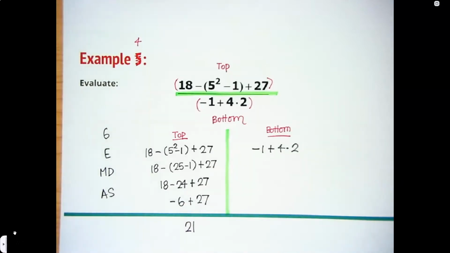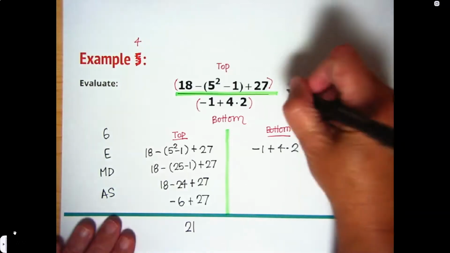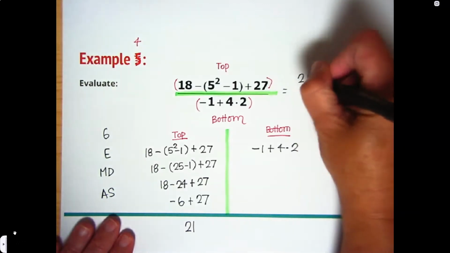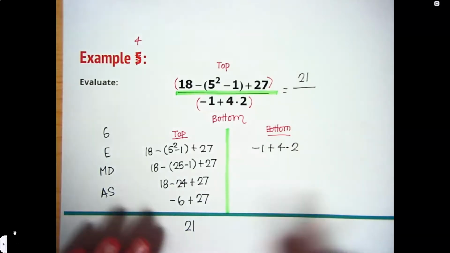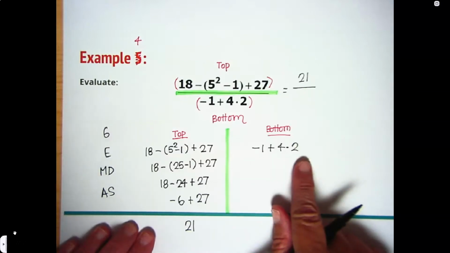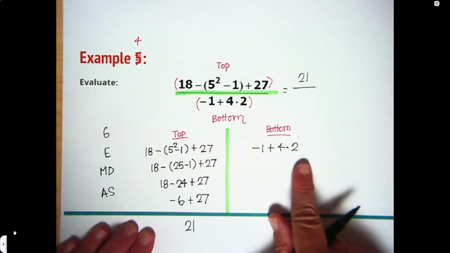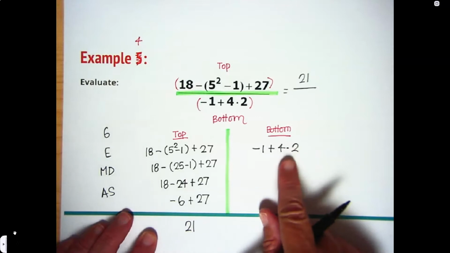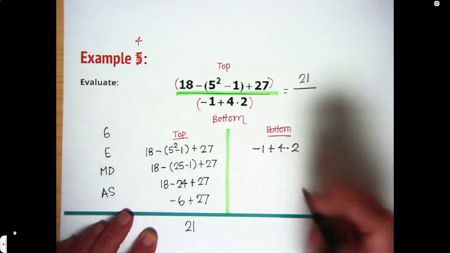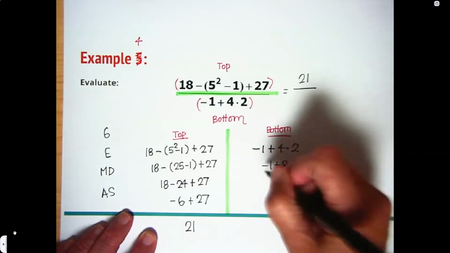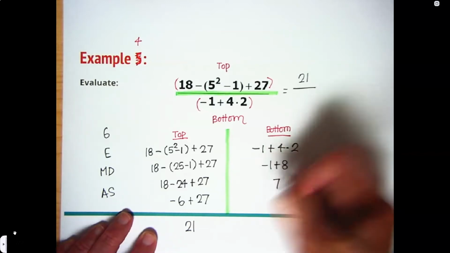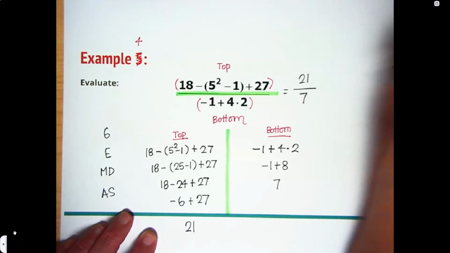Now that's not the answer to the problem. That's just the answer for the top. So I'm going to go ahead up here and put 21 on the top of my fraction. Now we work out the bottom. No grouping symbols, no exponents, only one multiplication, 4 times 2. So that's going to be negative 1 plus 8. And then only an addition, negative 1 plus 8 is 7. So the bottom is 7.